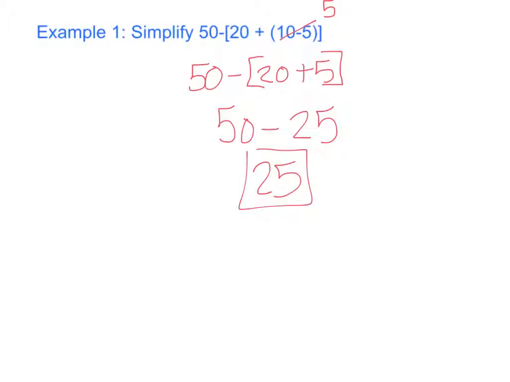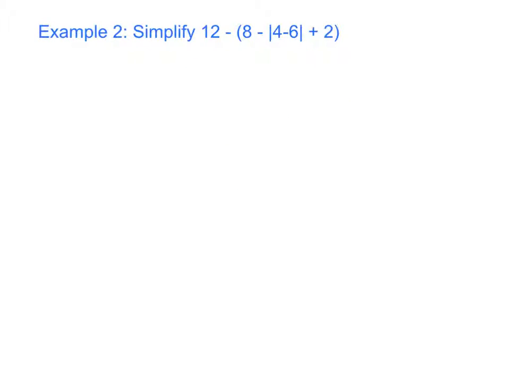Let's take a look at example 2. In example 2, we also have all sorts of inclusion symbols. We've got absolute value bars and parentheses. Absolute value bars also serve as a symbol of inclusion. So the innermost here would be inside the absolute value bars. So we're going to do 4 minus 6. We're going to get the absolute value of -2. The absolute value of -2 is +2, so let's rewrite that.